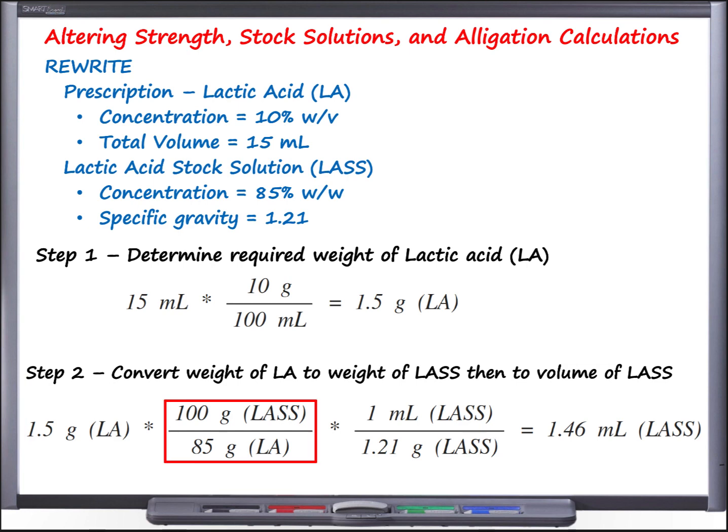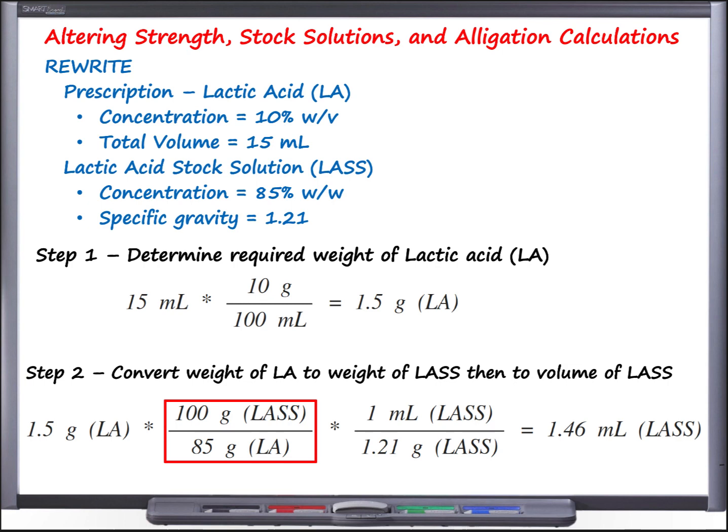Now, this is where it may get a little confusing for some of you, because we need to multiply it essentially by the concentration. So let's look up: what did it say about the concentration of the stock solution? It was given to us as 85% weight per weight. A quick rewriting of that would be 85 grams of lactic acid over 100 grams of the stock solution. Remember, it's weight per weight. So 85 grams of lactic acid for every 100 grams of stock solution.